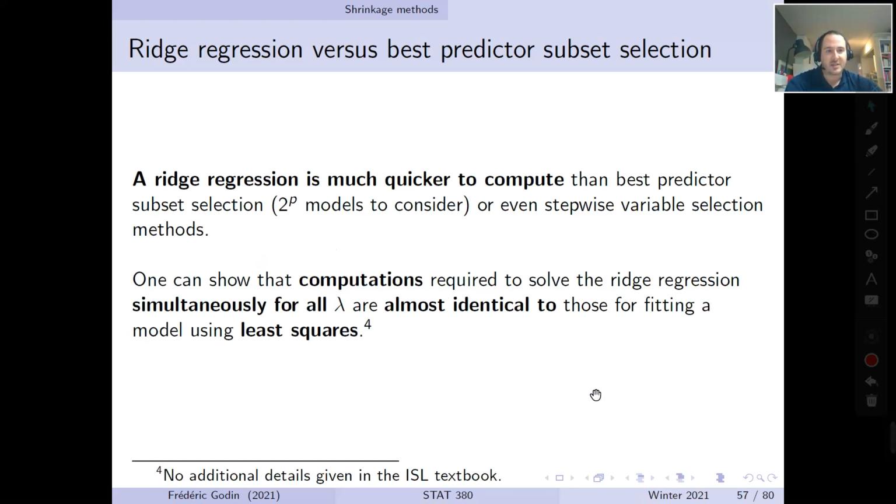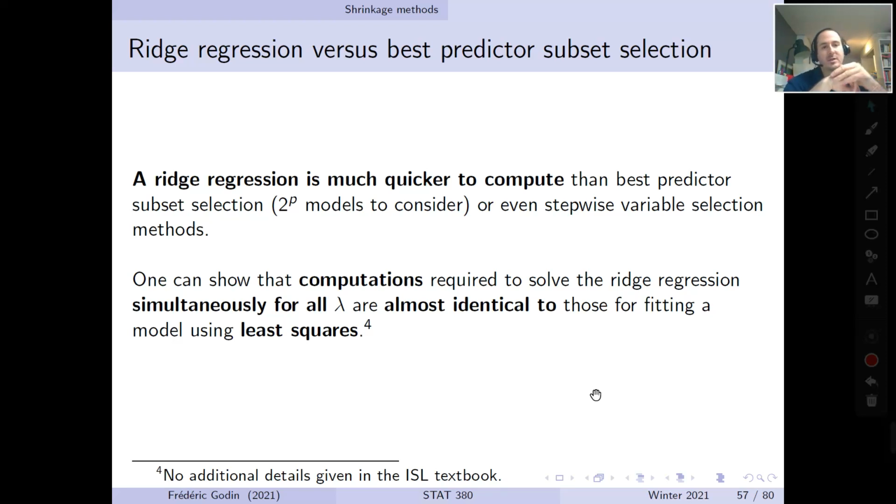Now, what are the advantages of ridge regression with respect to the best predictor subset? Well, a clear advantage is the speed of computation. We discussed last time that if you want to find the best subset of predictors across all possible sets of predictors, then you had 2 to the power p models to consider, and if you want to train them all, it might take too long. Even if you use a stepwise approach, instead of 2 to the power p, you might have something of order p squared, but this is still a lot of models to train.